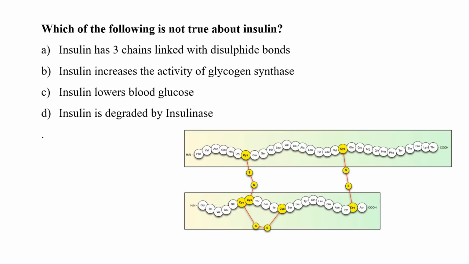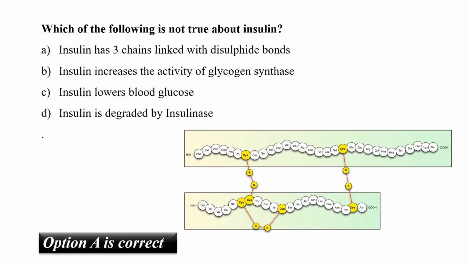It is released by the pancreas to lower the blood glucose level and it promotes glycogen synthesis by activating the glycogen synthase enzyme. Once its job is done, it is degraded by insulinase. So option A is incorrect, while options B, C and D are correct about insulin.